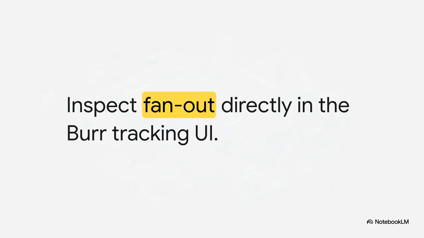Now, usually, parallelism just creates a massive debugging nightmare. It becomes this opaque black box where things fail silently, but Burr's tracking UI makes every single child and sub-application run completely visible. You don't just see that a parent task started and finished, you can inspect the exact fan-out graph. You can literally click into specific branches to see precisely what prompted a failure or a success. It's a real game changer for visibility.